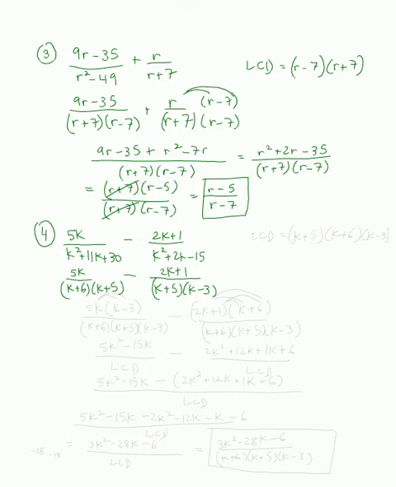So we need to figure out the LCD. Now the first one has a k plus 5, so does the second one, so I put that. And then we have a k plus 6 there, and there's none on the right, and then the right has a k minus 3, and there's none on the left. So the LCD is just one of each. I'm going to give each one what it's missing. So for the first one, it's missing a k minus 3. The second one is missing a k plus 6.